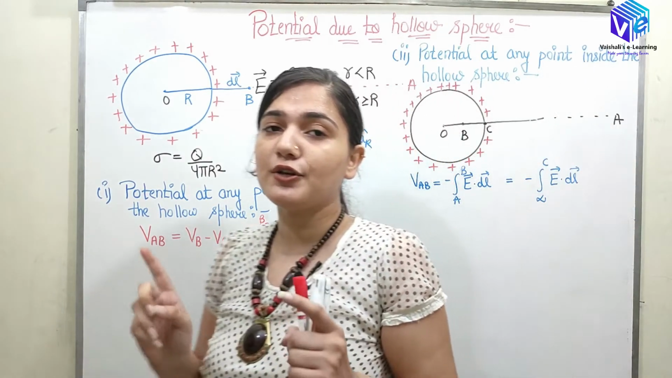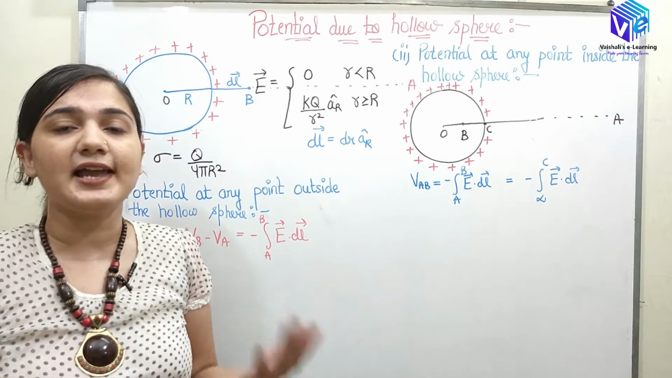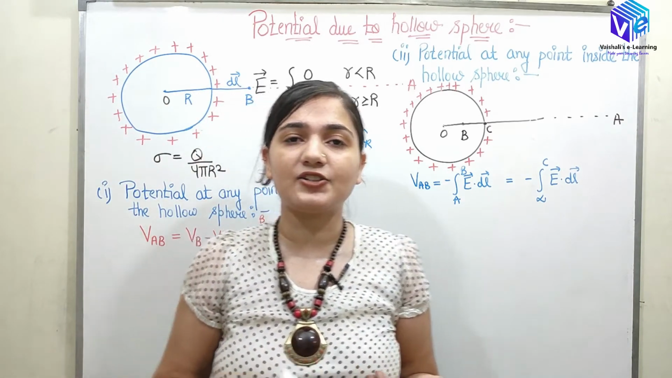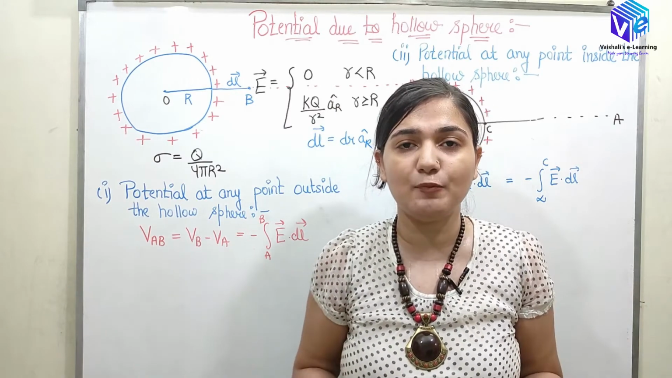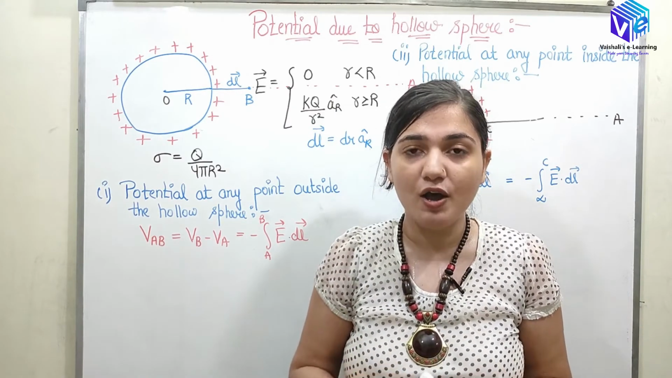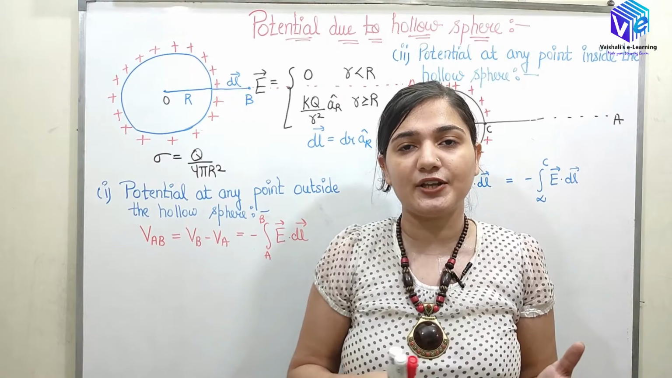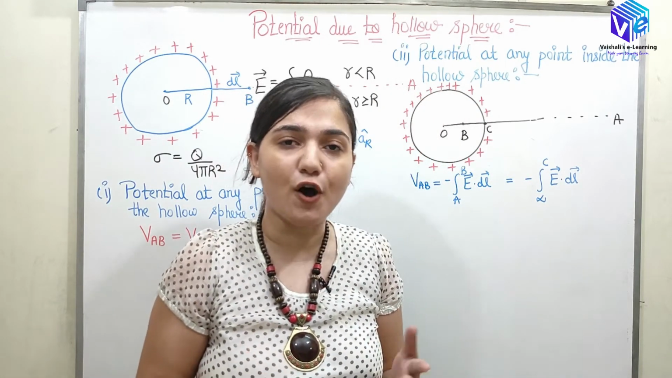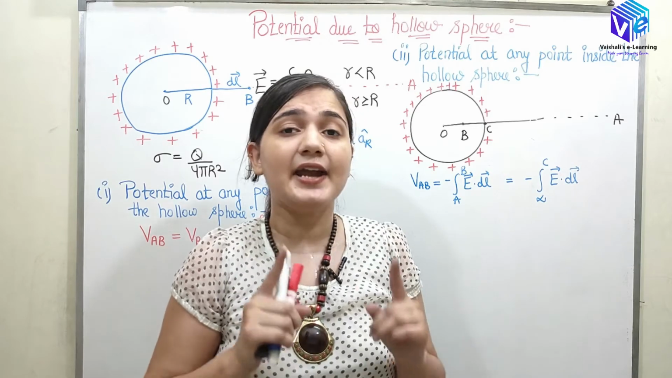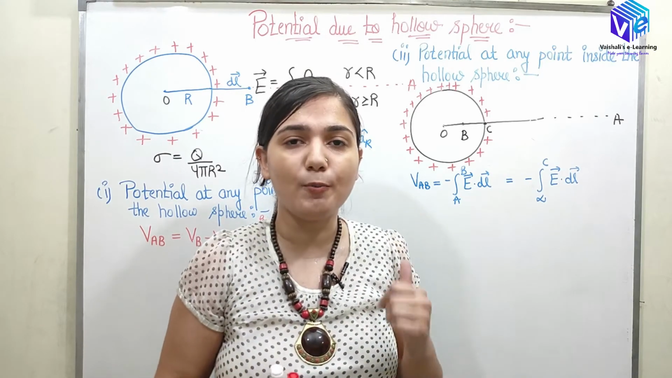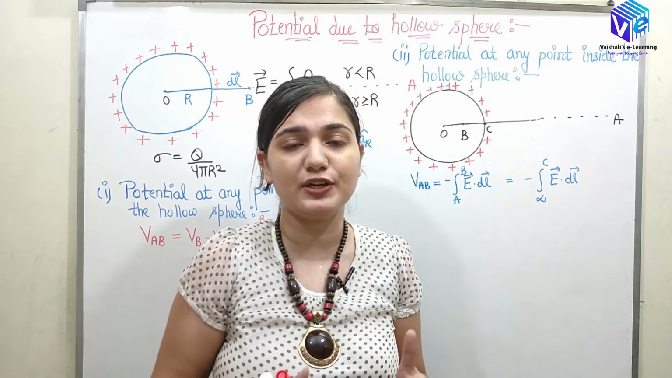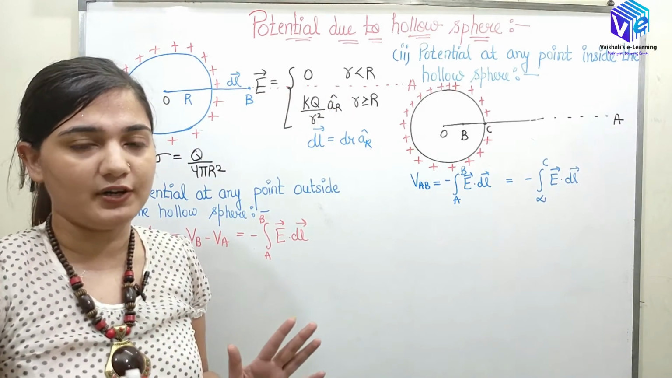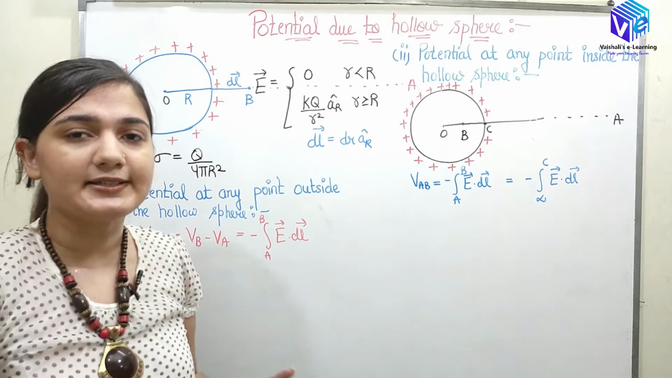I am not going to repeat the derivation of the electric field. I have already told you how we can find the electric field at inside and outside points with the help of Gauss's law, or directly we can also derive it. I have both of the videos. I hope you have gone through those videos. If not, it is highly recommended that you go back and watch the previous video where I discussed the electric field due to the hollow sphere. I am not going to repeat its derivation.